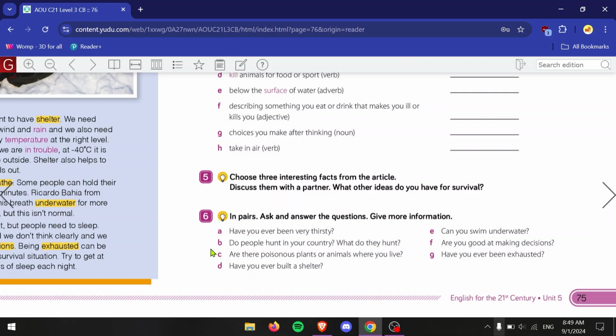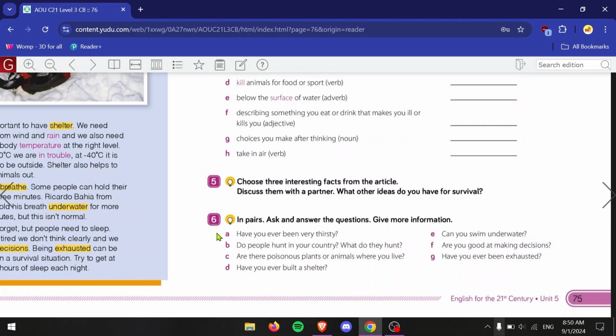Have you ever built a shelter? Can you swim underwater? Are you good at making decisions? And have you ever been exhausted? I feel like everyone has been exhausted at some point. But yeah, these are some of the questions. Again, you can do this in pairs or alone, no problem.